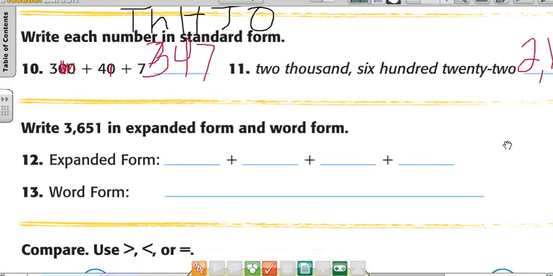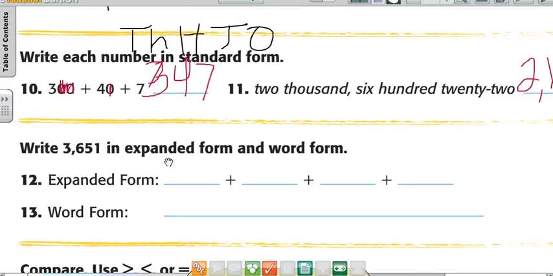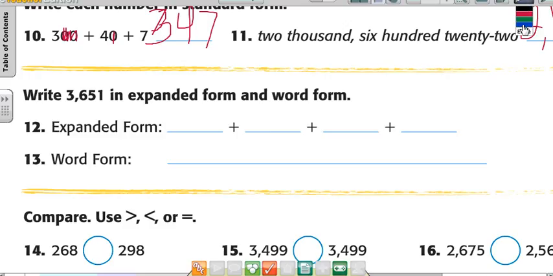Now look at number 12. It says write 3,651 in expanded form and word form. How do I write expanded form? Okay, 3,000. How do I write that? So it's 3, 0, 0. I already have the plus sign there. Then what else? Plus 600. Plus 50. That's not 30. Plus 1.